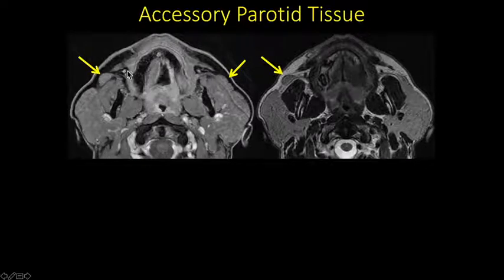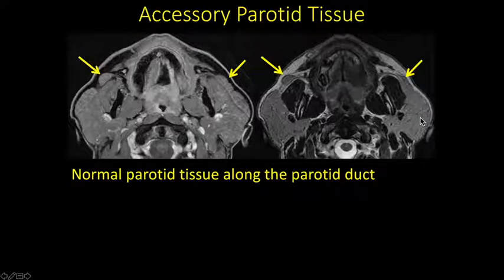Here's the facial vein, and that is probably the facial artery. Both structures are in front of the duct, anterior, and then anterior to that we have the facial muscles of facial expression. And here's that normal tissue on the patient's left side, continuous with the gland. It is normal parotid tissue.